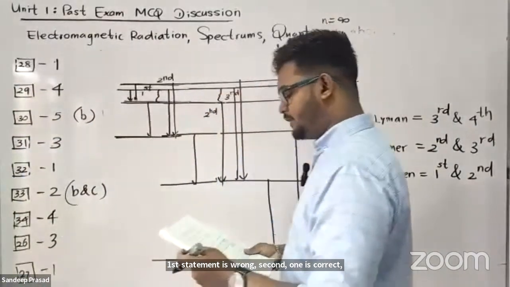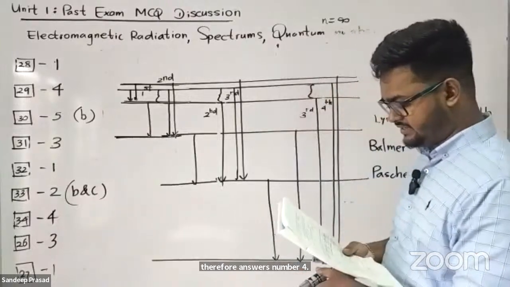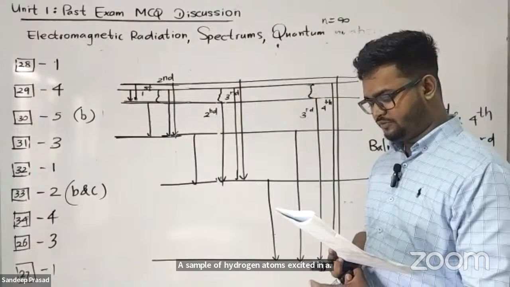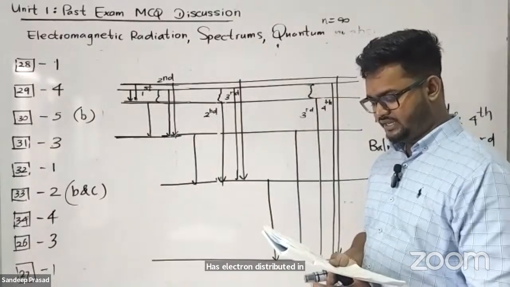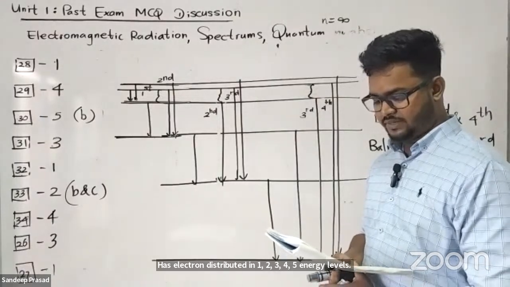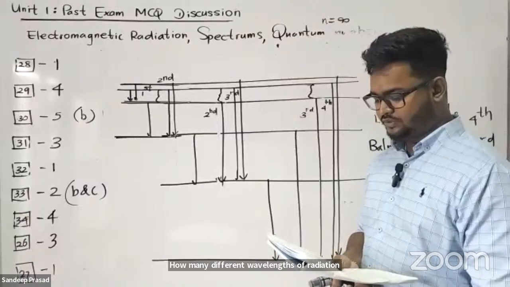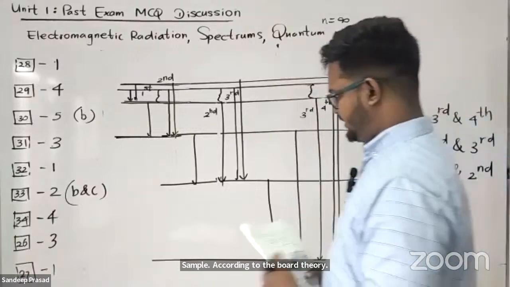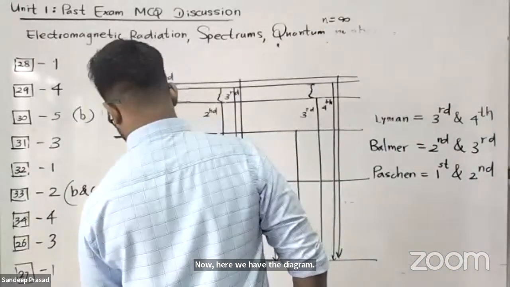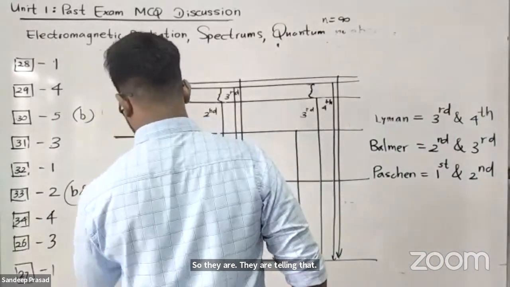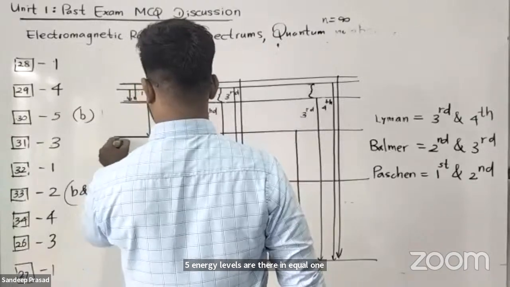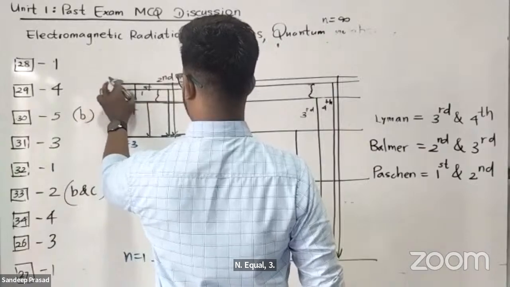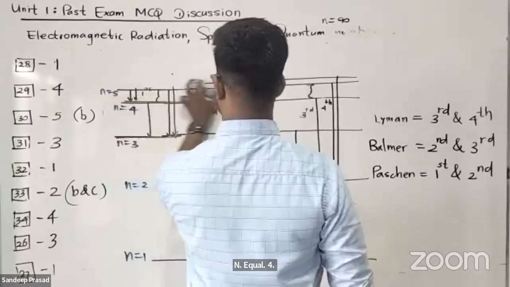A sample of hydrogen atoms excited in a flame has electrons distributed in 1, 2, 3, 4, 5 energy levels. How many different wavelengths of radiation are emitted by the sample according to the Bohr theory? Now here we have the diagram. So they are telling that 5 energy levels are there. N equal 1, and here N equal 2, N equal 3, N equal 4, N equal 5. So let me erase the sixth principal energy level. No need.